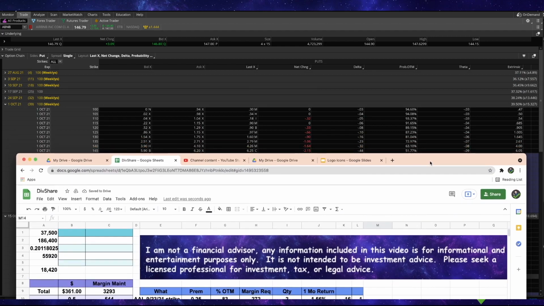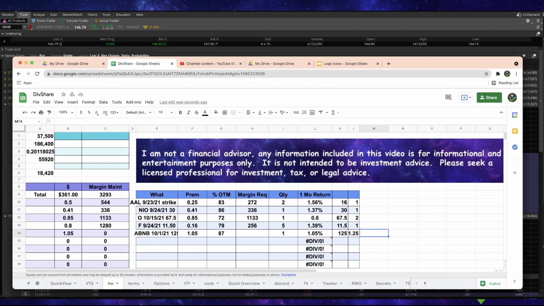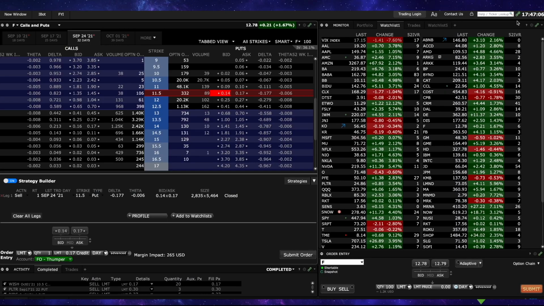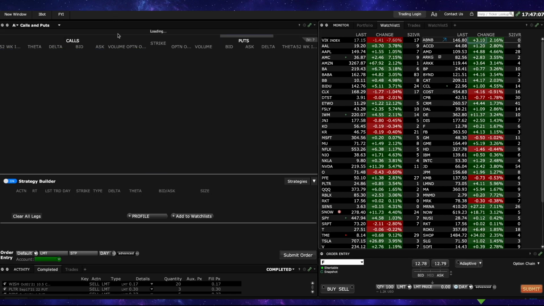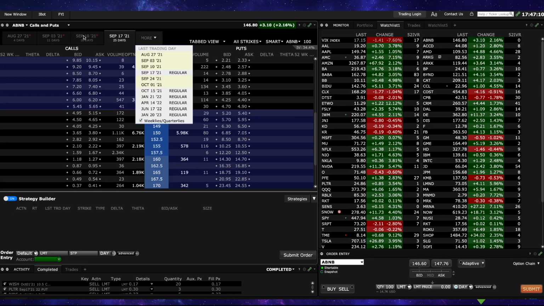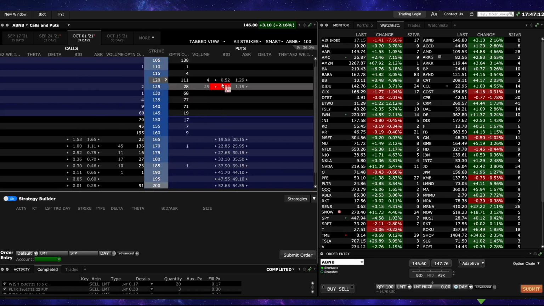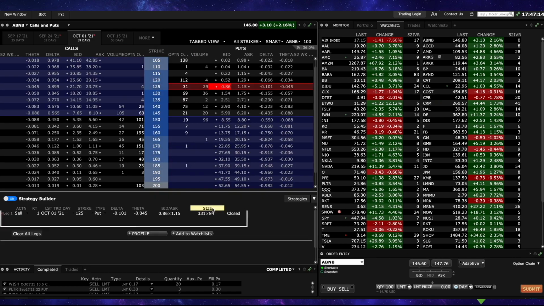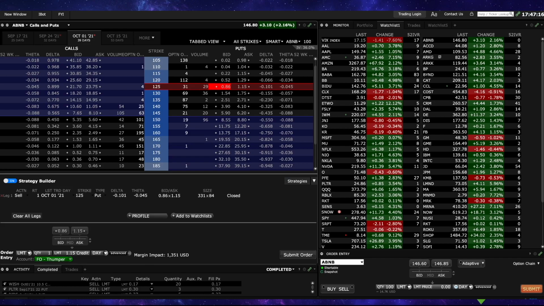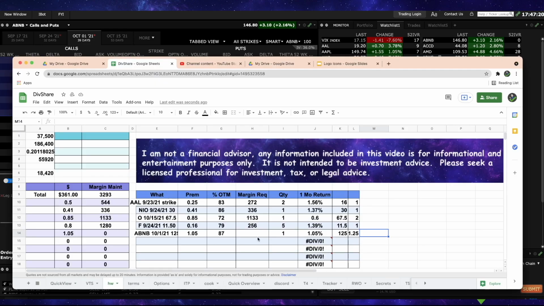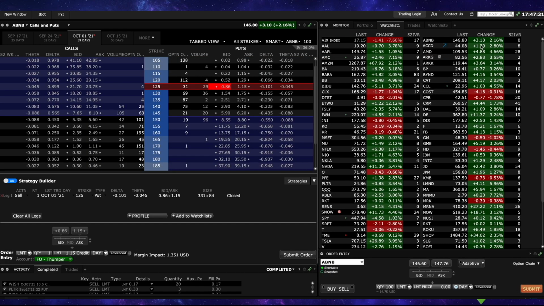And then gotta throw this into Interactive Brokers real quick. Airbnb, October 1st, 125. 1351. Ooh, it's actually a bit more than I thought, but we'll throw it in there. You see, we still got a lot of room to buy, even if I bought all these, or put on all those plays at the same time.